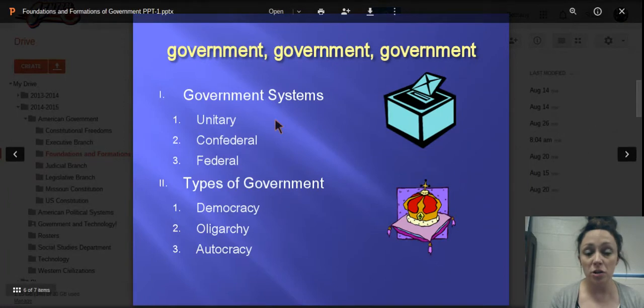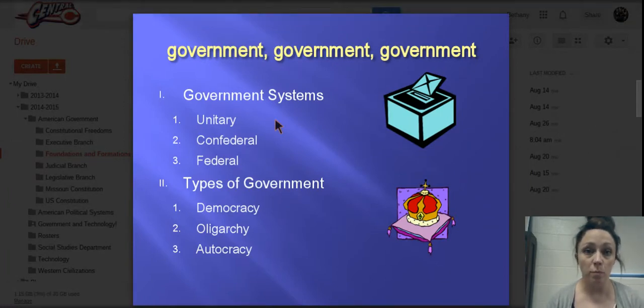Just to backtrack, to make sure that you've got it all, a unitary system, one central government with pretty much all the power. A confederal system is a loose union of independent states. The states basically have all the power. And a federal system is a division of power between the national government and many states. So pause me for a minute, make sure you've got all that stuff down, and then move on.